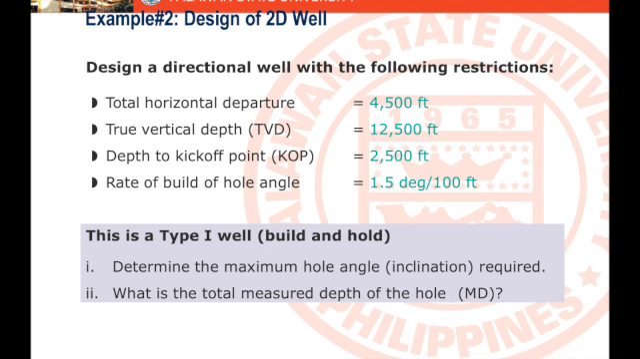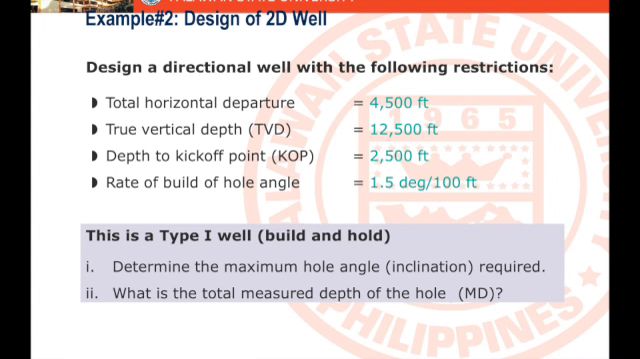Okay, so here is our example. This is design of a 2D well. So we are given the following. So you only need some of this data, or as you can see, only 4 data. So design a directional well with the following restrictions, where the total horizontal departure is 4,500 feet, the true vertical depth is 12,500 feet, the depth to kickoff point is 2,500 feet, and the rate of build of hold angle, or the BUR, is given as 1.5 degrees per 100 feet.